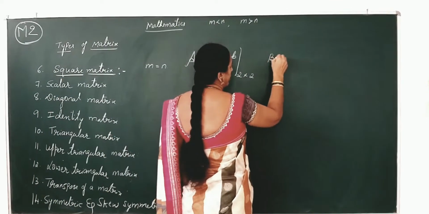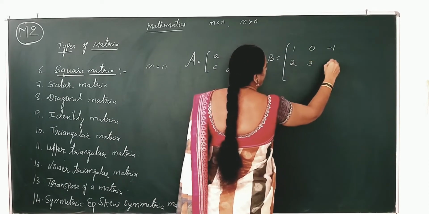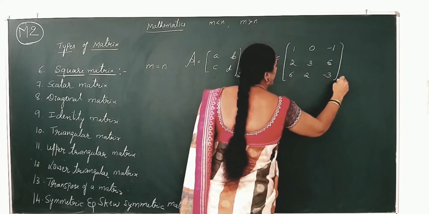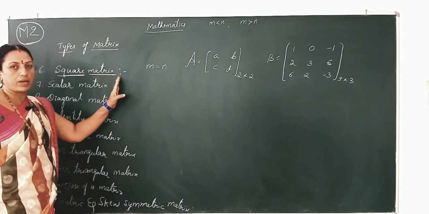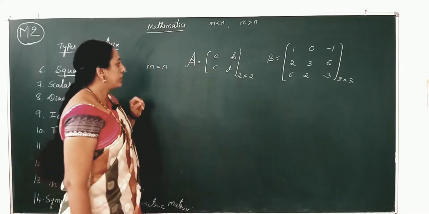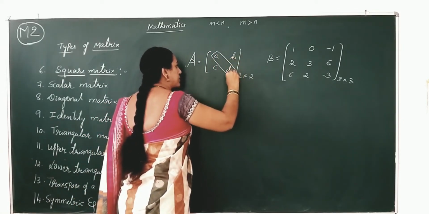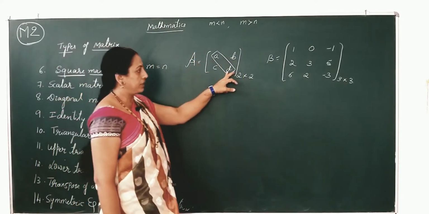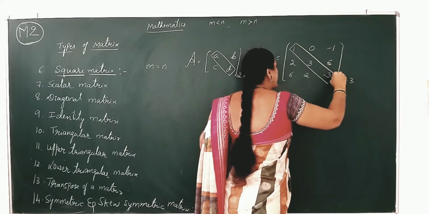Similarly, another one is a 3 cross 3 matrix: 1, 0, minus 1, 2, 3, 5, 6, 2, minus 3. That is one of the 3 cross 3 matrices. Now these are called square matrices, meaning the number of rows is equal to the number of columns. A square matrix can also be defined by its diagonal elements. In the first matrix, A and D are the diagonal elements. Similarly, 1, 3, minus 1 are the diagonal elements for the next matrix.